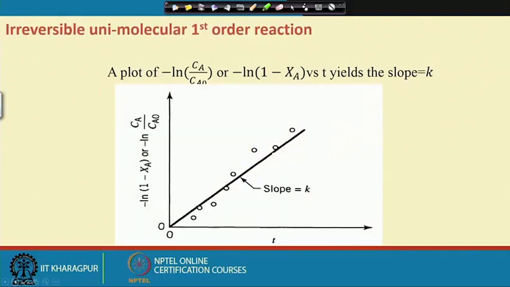Now, if you plot ln of 1 minus XA versus t, we will get a straight line plot, and the slope will give you the value of k. Slope will give you the value of k. So, in case of a first order reaction, we can easily find out the k value of the chemical reactions.